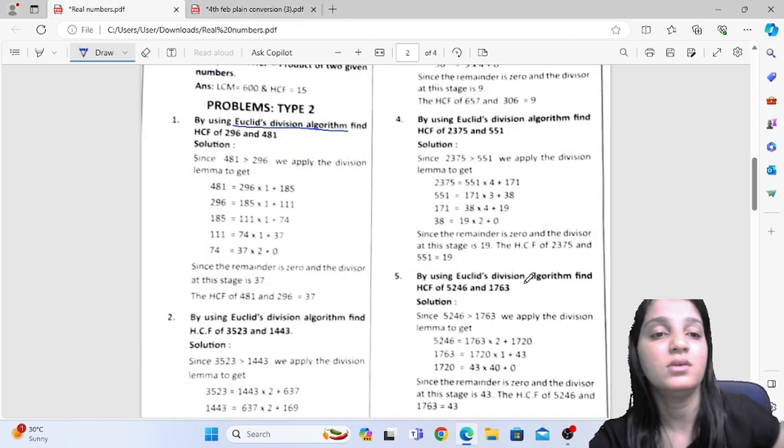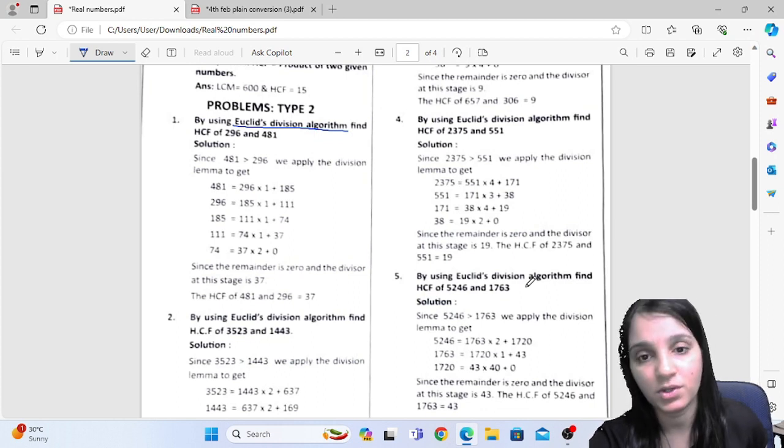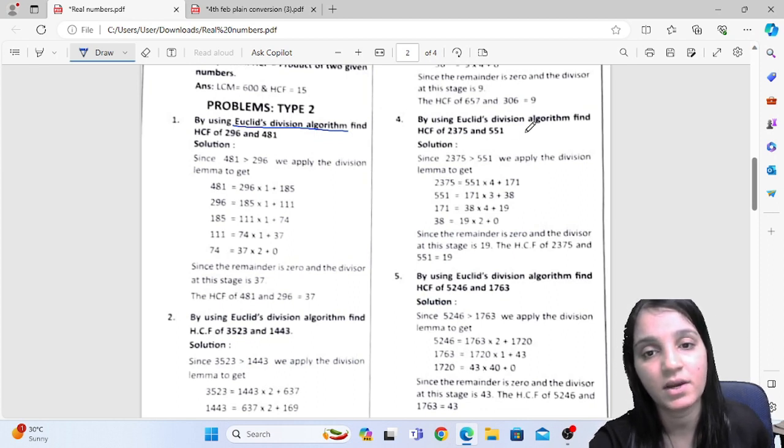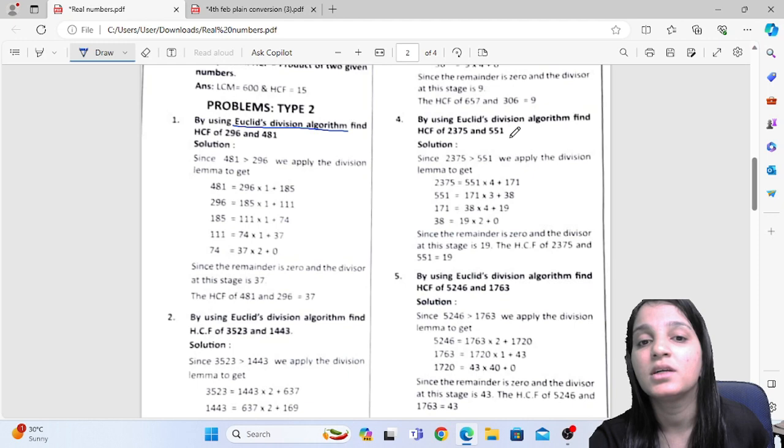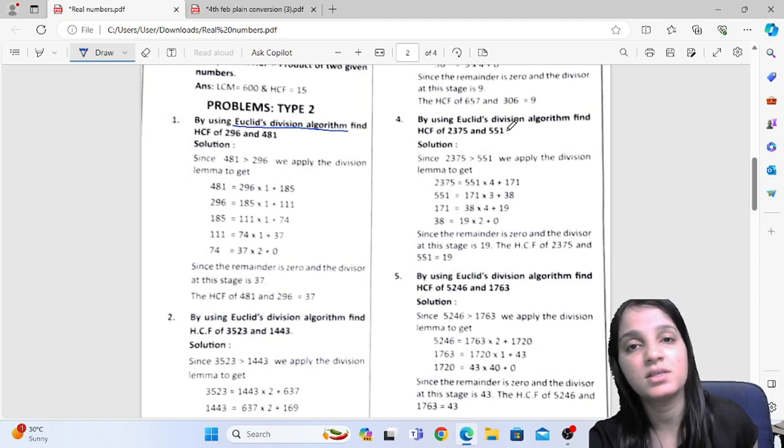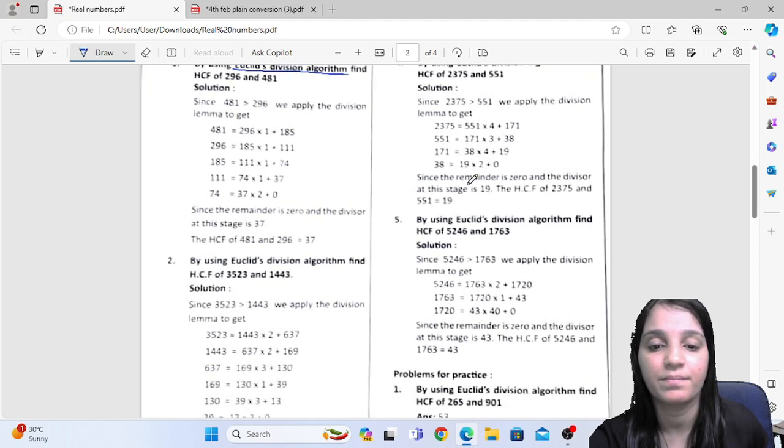So these are your type 2 problems. If you want, you can take down this 296 and 481. You can click a screenshot and then you can see.